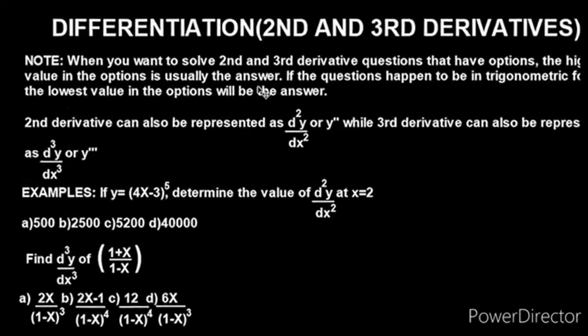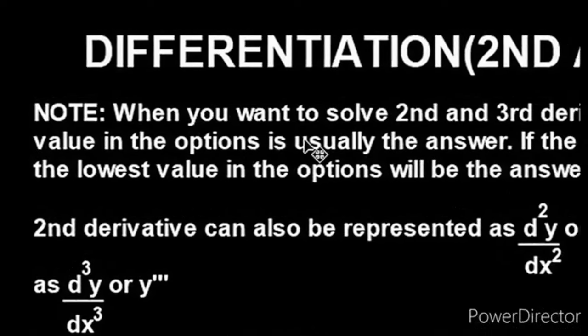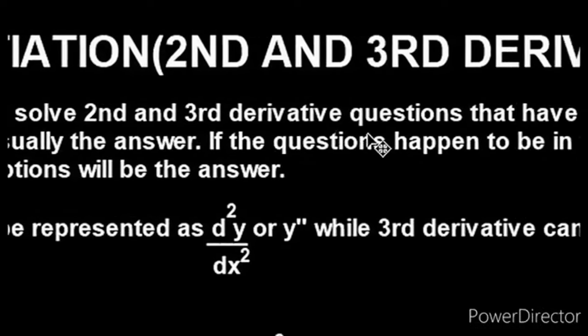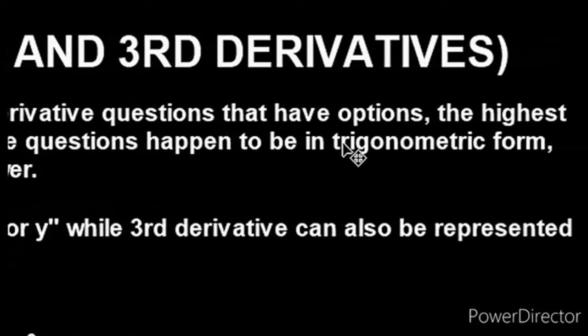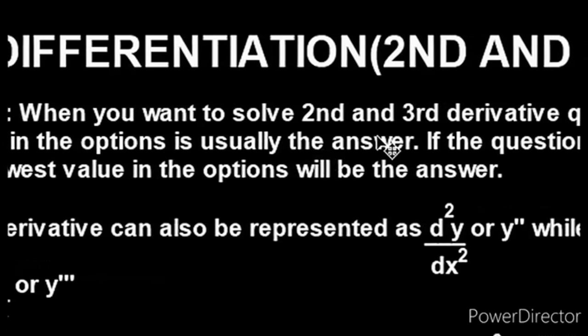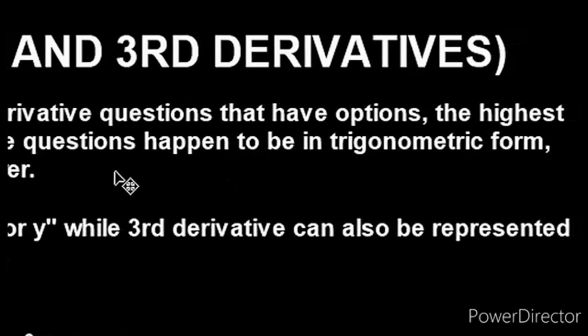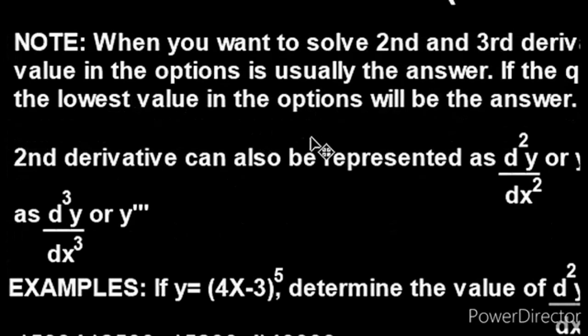Okay, let's begin. Now, note that when you want to solve second and third derivative questions that have options, the highest value in the options is usually the answer. A very important point. Also note that if the questions happen to be in trigonometric form, the lowest value in the options will be the answer.